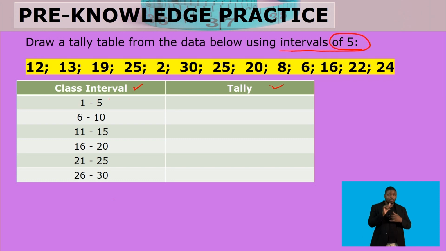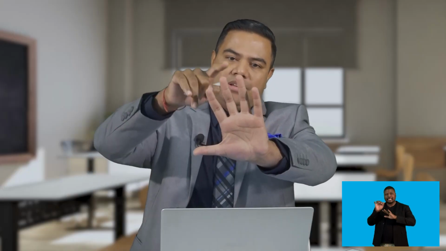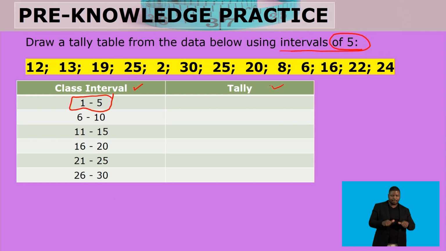So there's my first interval I chose, from 1 to 5. Because again, if you count it on your fingers, 1, 2, 3, 4, 5. Then the next interval, 6 to 10, 6, 7, 8, 9, 10. Do you see that? Still 5 numbers. And that's where we get the intervals of 5 from. So 11 to 15, same principle, 11, 12, 13, 14, 15. All right, let's finish this guy off.